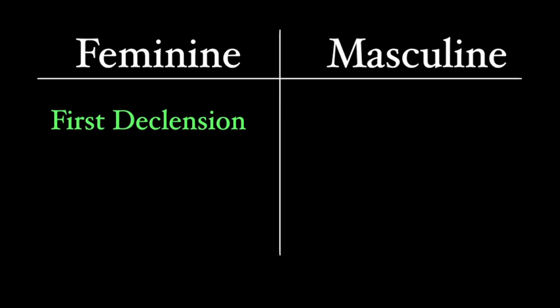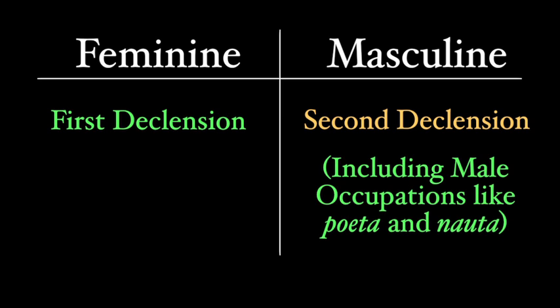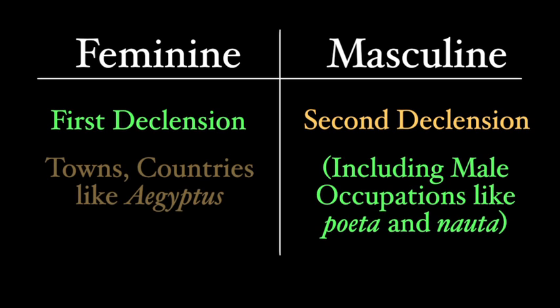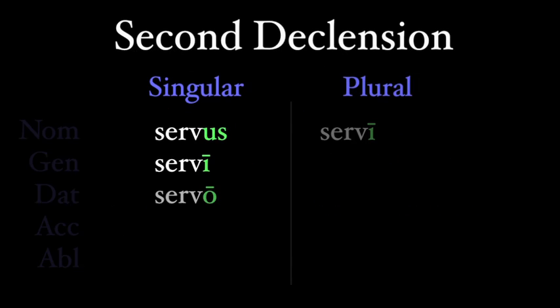Most first declension nouns are feminine, while most second declension nouns that end in us or er are masculine. The only exceptions in the second declension are names of countries and towns like Aegyptus, and plants, trees, and gems like laurus, which are feminine. There are also second declension nouns that are neuter, but we will not go into those endings in this video.